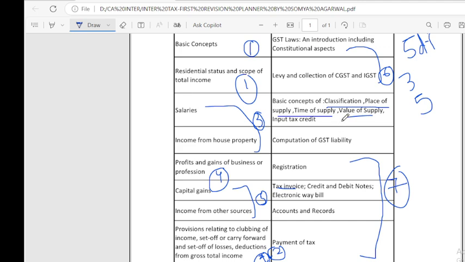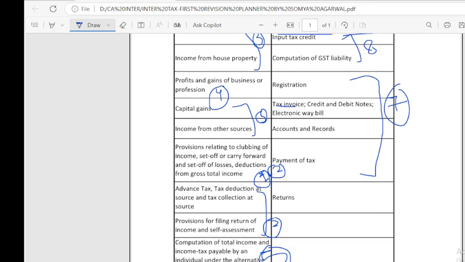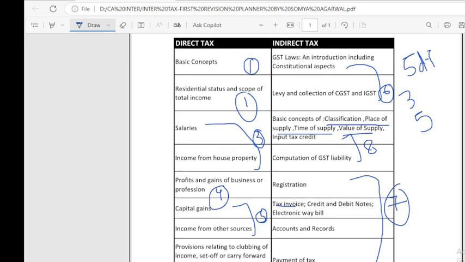Okay, then on day number 8 you're going to complete ITC, and after you are done with ITC, the computation of GST liability questions can be easily solved, and you can do the returns chapter also on day number 8. So I have given you the strategy for 3 days.